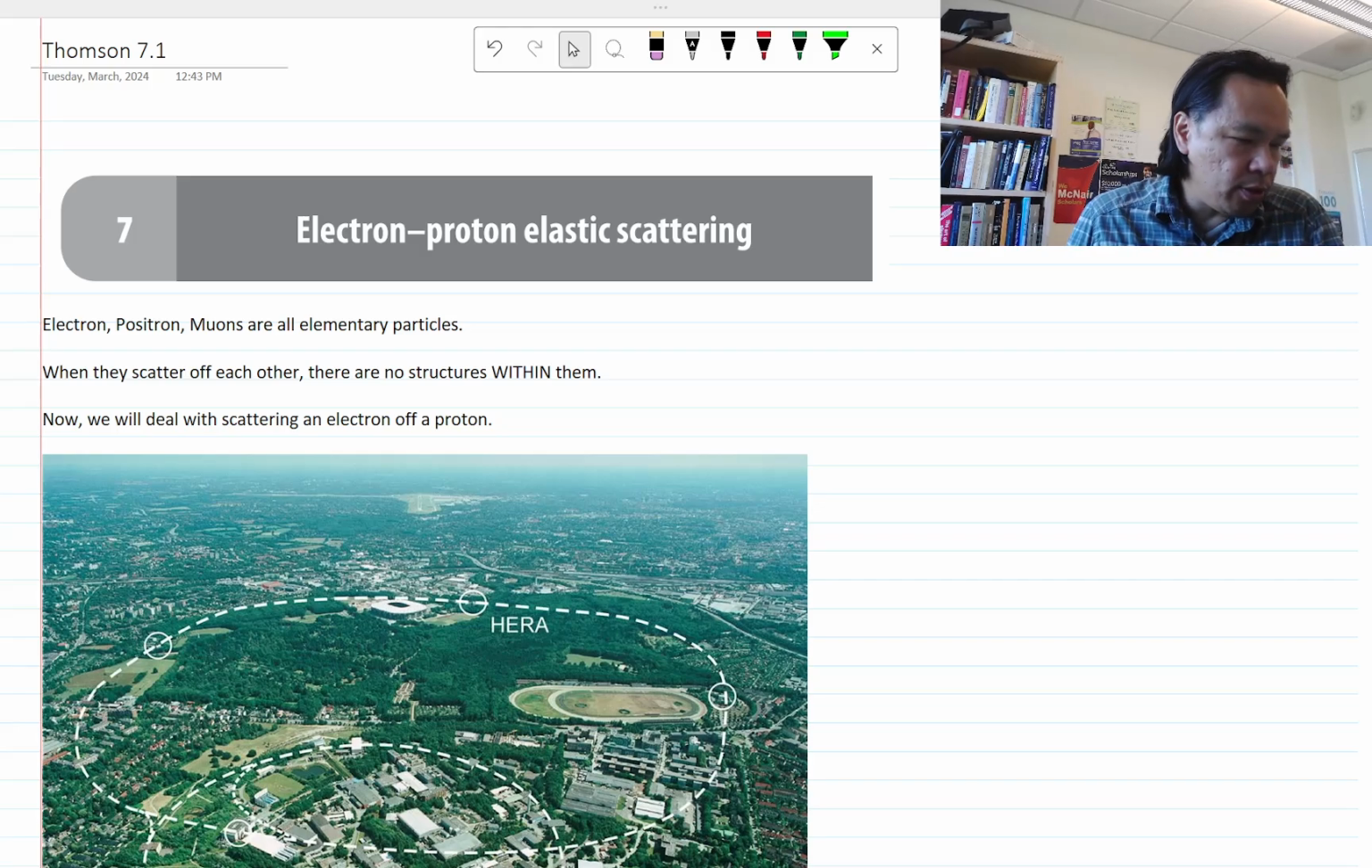Everyone. So today we're going to start chapter 7. Chapter 7 is going to be on electron-proton elastic scattering.